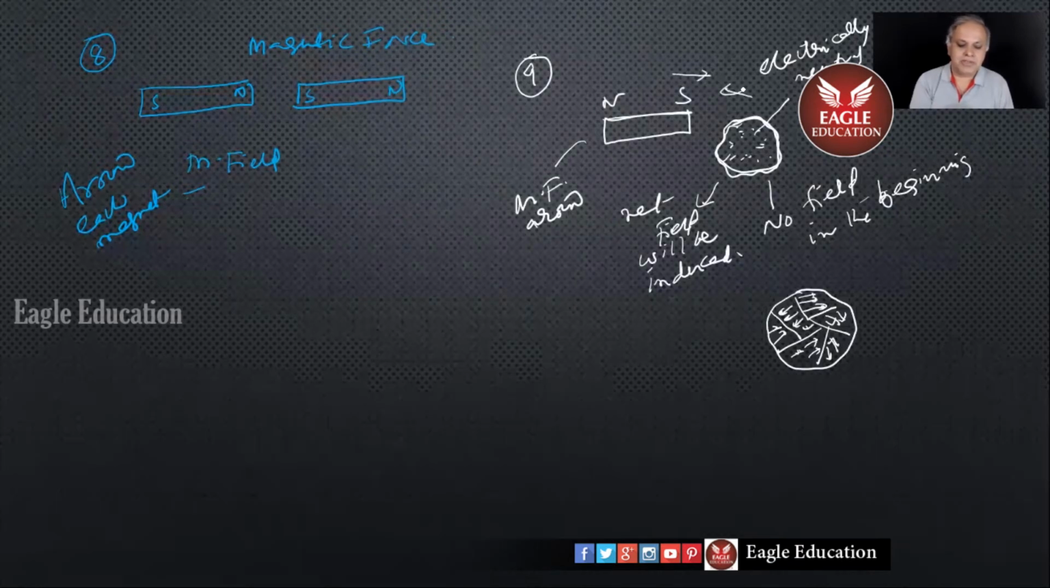So these are the 9 examples which are very, very important for us. 9 or 10, I don't remember exactly.